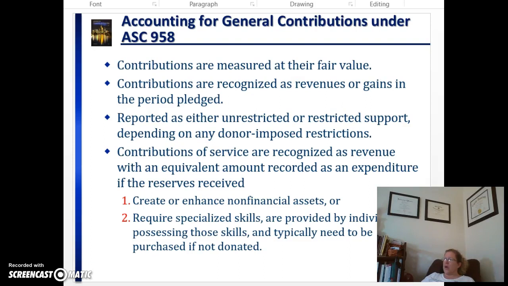Contributions are measured at their fair value. Contributions are recognized as revenues or gains in the period that they're pledged. They're reported as either unrestricted or restricted support, depending on any donor-imposed restrictions. Contributions of services are recognized as revenue with an equivalent amount recorded as an expense if the services received create or enhance non-financial assets or require specialized skills that are provided by individuals possessing those skills and typically need to be purchased if they're not donated.